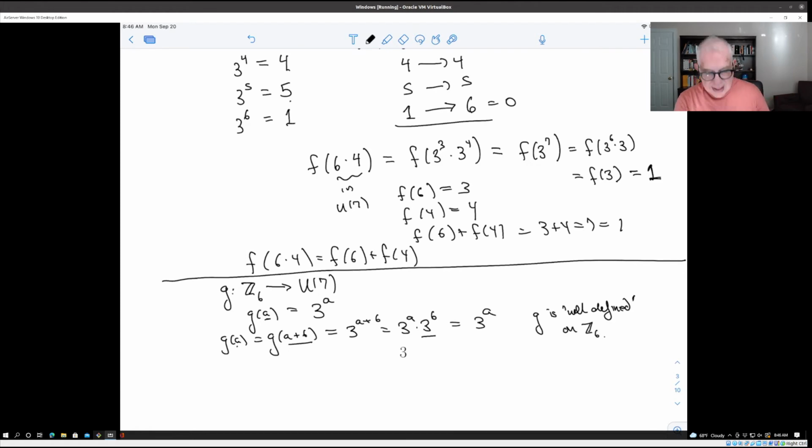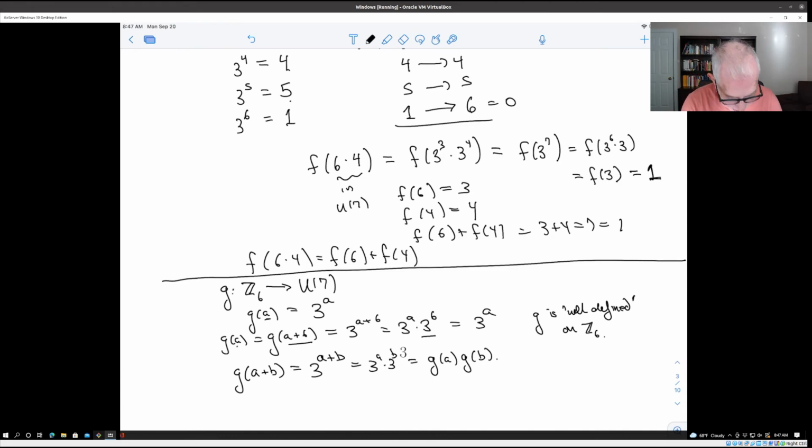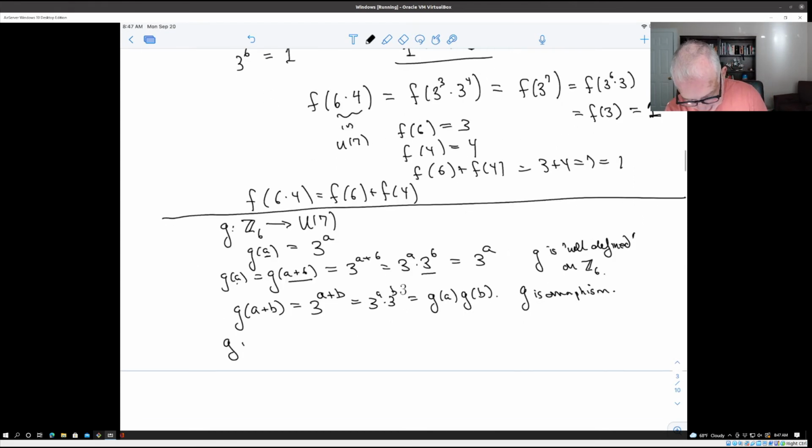Namely, whatever representative you choose for a congruence class mod 6, when you apply g to it and take 3 to that power, you get the same thing no matter which congruence class you pick. And why is it a homomorphism? Well, it's like an exponential function. g of a plus b is 3 to the a plus b, which is 3 to the a times 3 to the b, which is g of a times g of b. And that's what it means to say that g is an isomorphism. Well, and I guess we should check. I didn't check this. I also have to check that g is bijective.